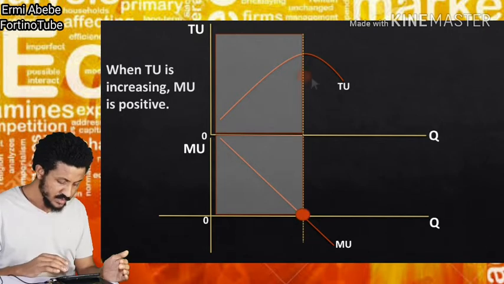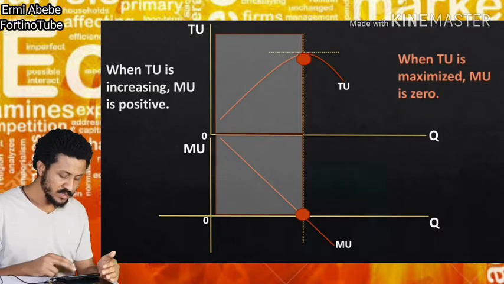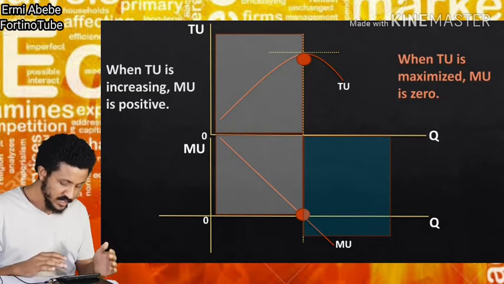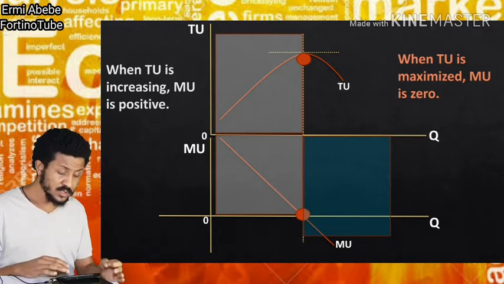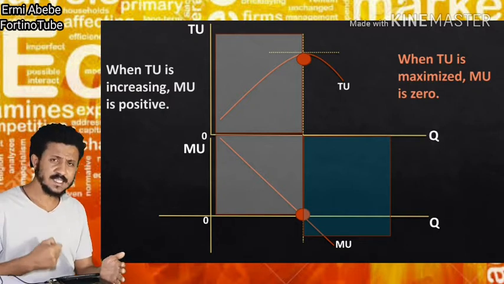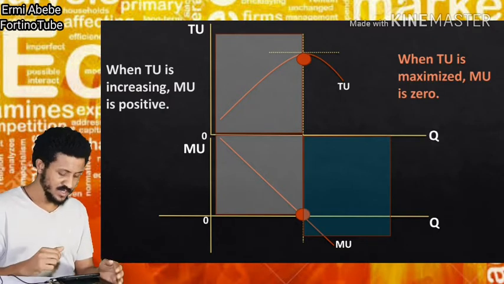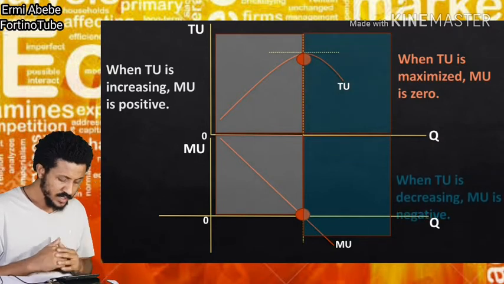At this point total utility reaches its maximum, so we will have a zero slope. Then finally we have seen the third case: when marginal utility is below 0, what happens to total utility? It has to be decreasing, because marginal utility is again the slope of total utility.